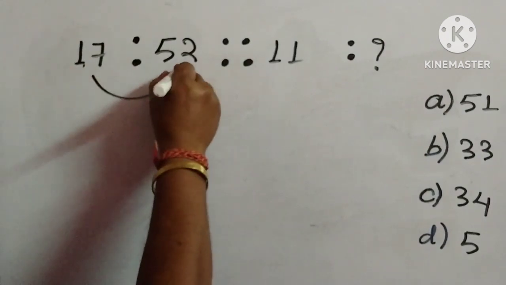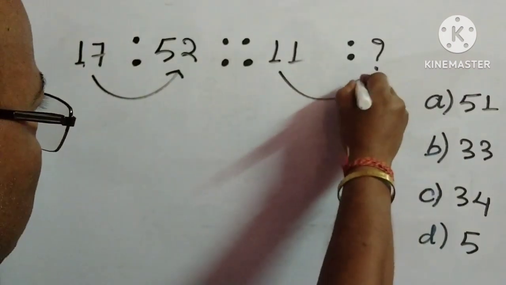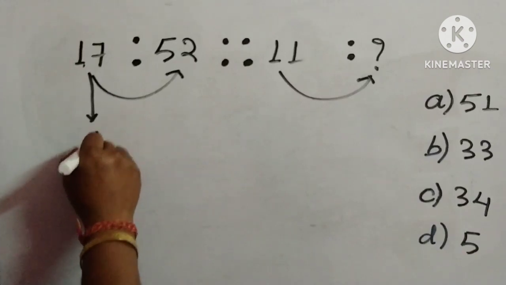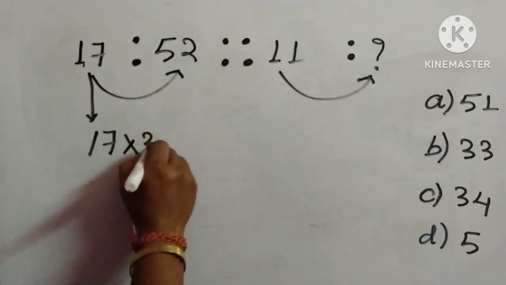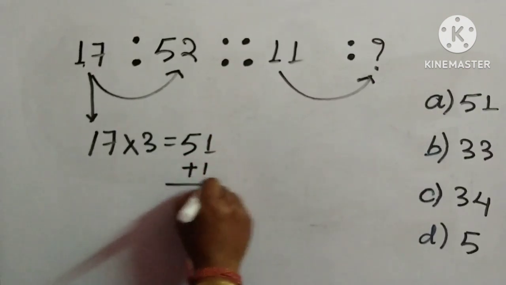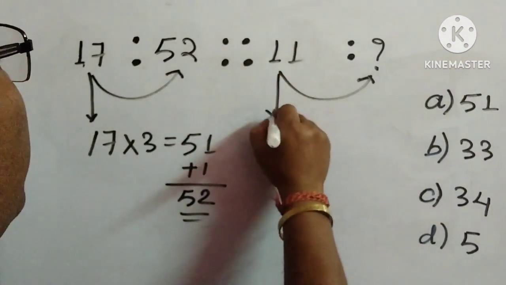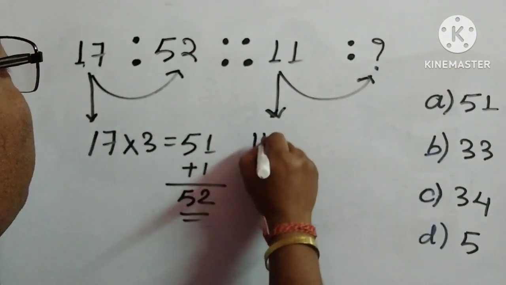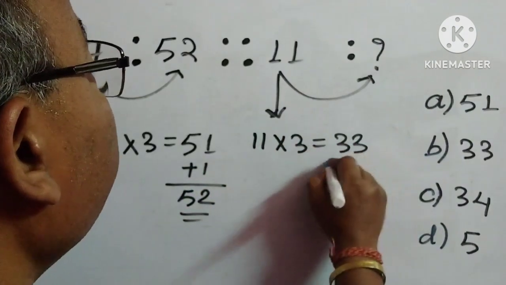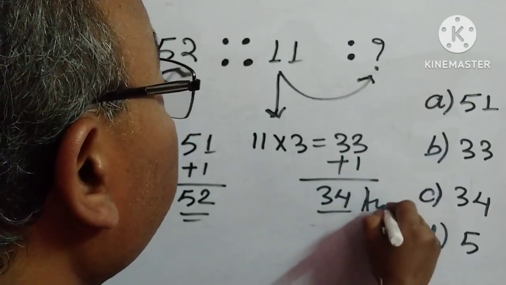So, we will try to derive 52 out of 17 and then we will implement the same process in order to get the answer. So, we will consider 17. Now, we know 17 into 3 is 51. So, we will add 1 to it. So, this is 52. Now, we will adopt the same process. We will consider 11 and what we have to do? We have to multiply with 3. So, this is 33 and we have to add 1. So, we are getting 34. So, 34 is the answer.